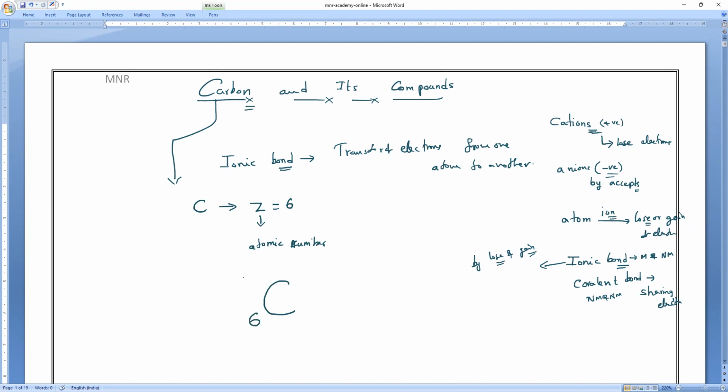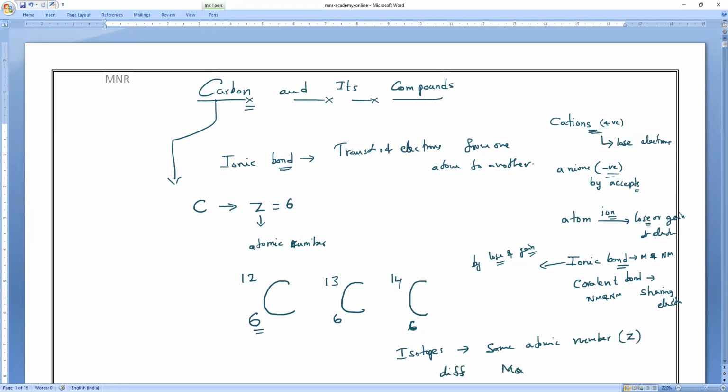And what is the mass number? Mass 12. Of course, this is the most standard form. It has isotopes also. Do you remember isotopes, everybody? Same atomic number, different mass number. Carbon exists as C6-13 also, and C6-14 also. So these are the 3 isotopes of carbon. What is the meaning of isotopes? Isotopes means same atomic number and different mass number.